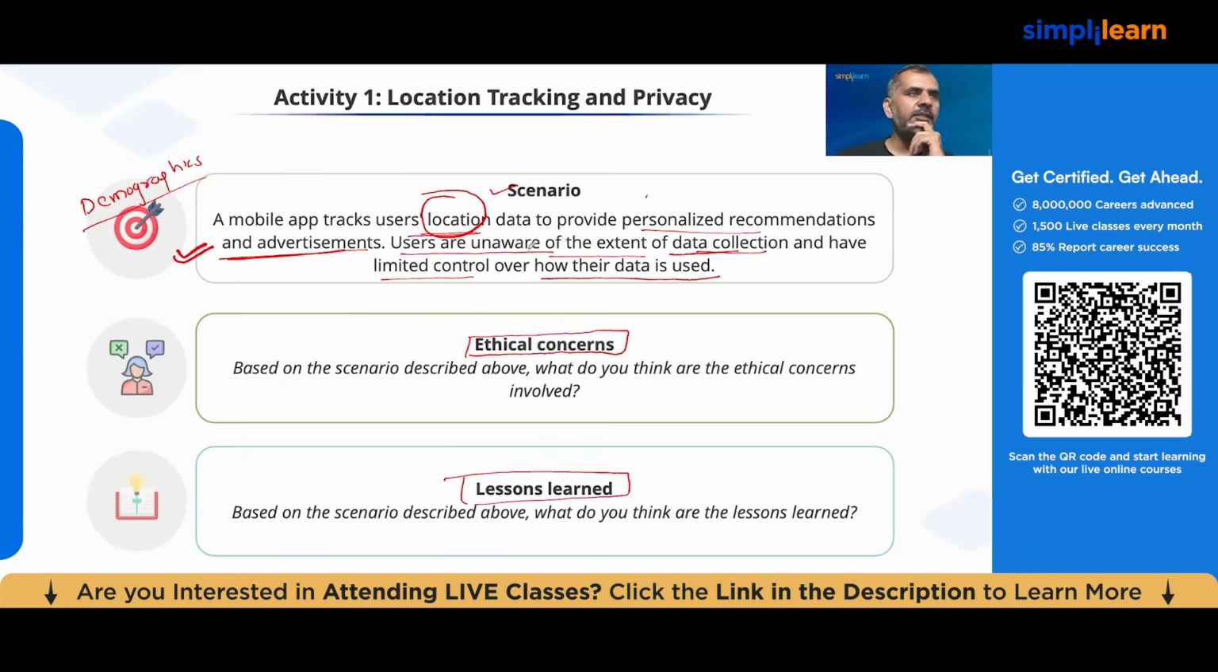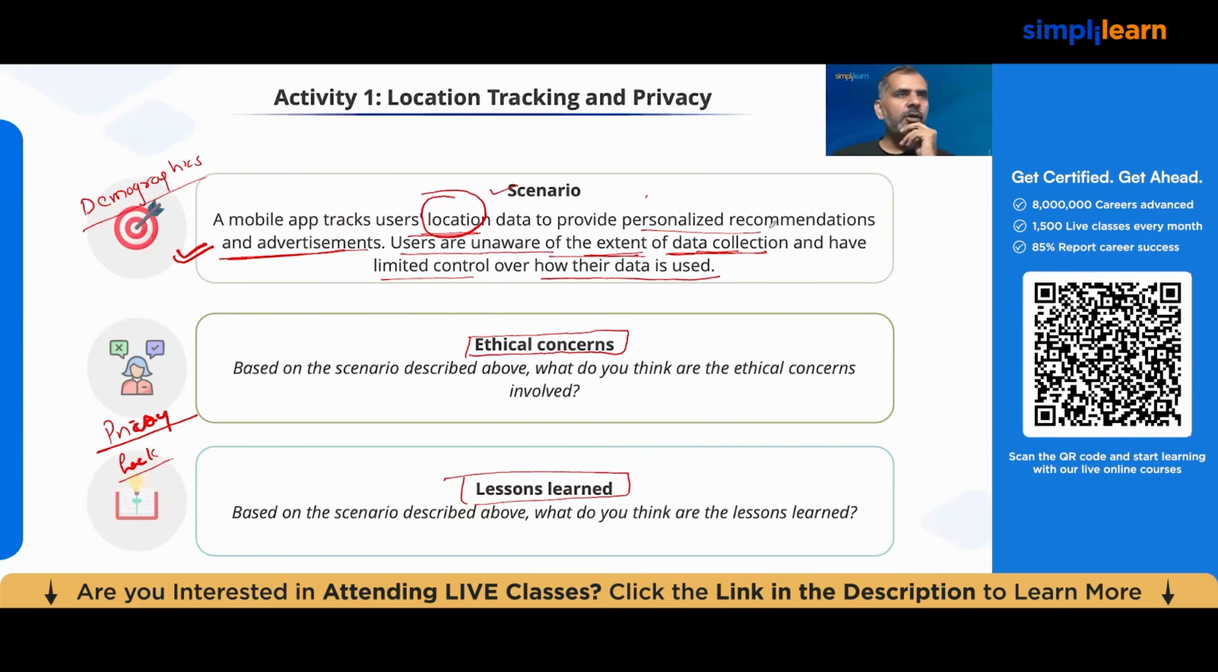One, you can say the privacy. If you do not have full control of how the data is used, you can say privacy is one of the concerns. Personal data is being used. That's right. Can you say there is a lack of transparency also here? If you do not know to what extent the data is being collected and used, can I say that transparency is also not very available here?